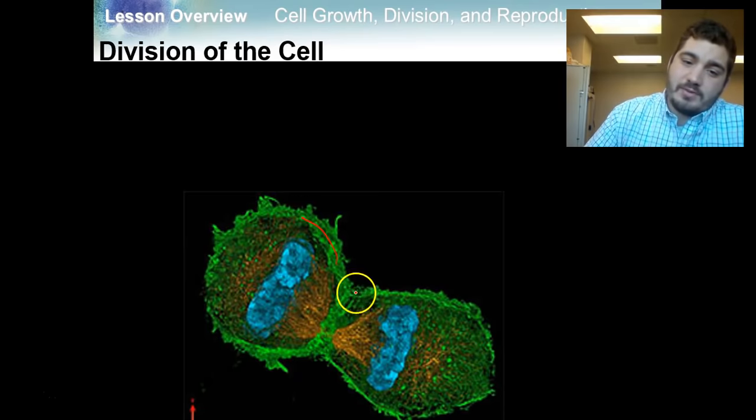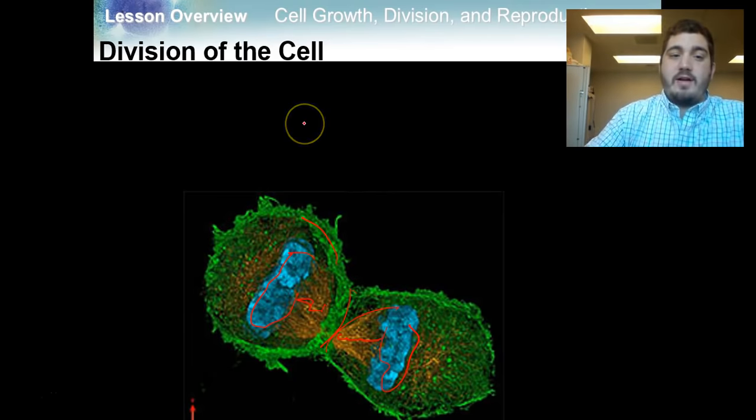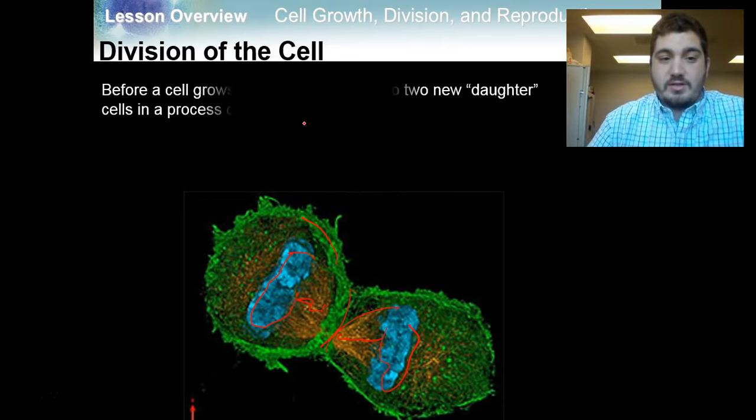We can see that there's pretty much two new cell membranes here. We can see some microfilaments in here helping with the cell division. What looks like two nuclei in here, right? All the chromosomes are condensed and they're almost split. Okay, so when we have the cell division, we're having one cell dividing into two.